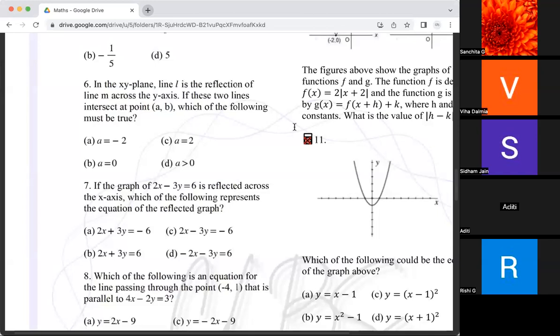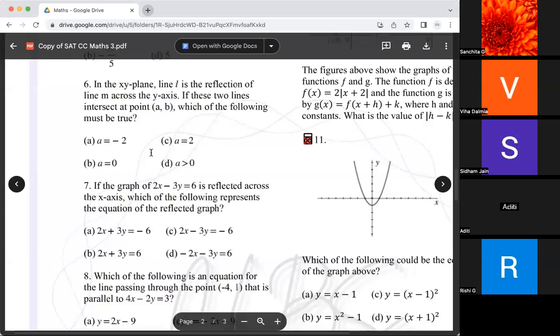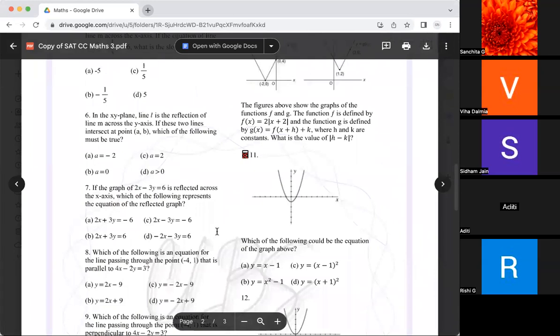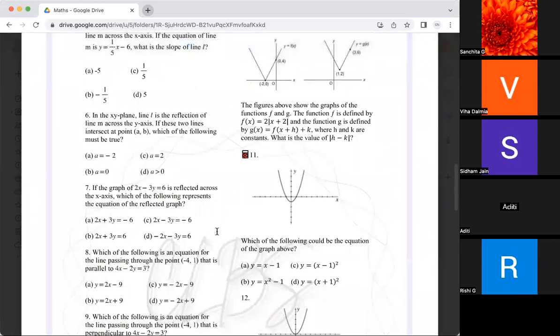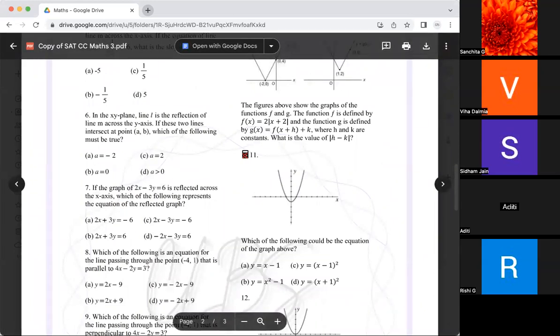All right. This is done. Now we will take up transformation. How many of you are comfortable with transformation? Not really, ma'am. Okay. Aditya, what about you?